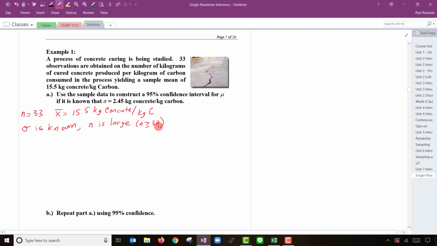So from there, we know that we can use the z distribution. Even without knowing what the population is, the central limit theorem tells me that my sample means will follow the z distribution.